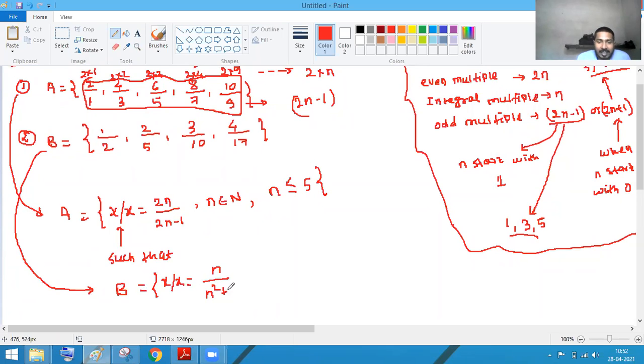100% right. n upon n square plus 1, where n belongs to the natural numbers and n is less than or equal to 4. This is 100% right.